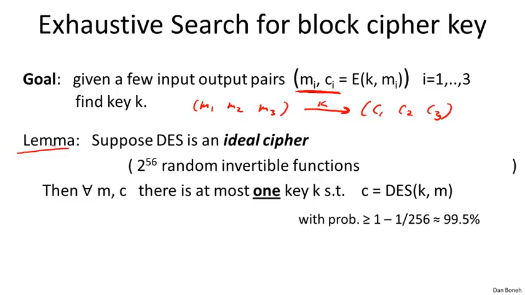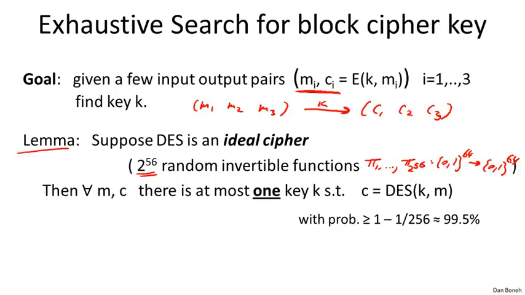Now let's assume that DES is what's called an ideal cipher. So what is an ideal cipher? Basically, we're going to pretend like DES is made up of random invertible functions. In other words, for every key, DES implements a random invertible function. Since there are 2 to the 56 keys in DES, we're going to pretend like DES really is a collection of 2 to the 56 functions that are invertible from {0,1}^64 to {0,1}^64. Okay, so of course DES is not a collection of 2 to the 56 random functions, but we can idealize the cipher and pretend that it is such a collection.